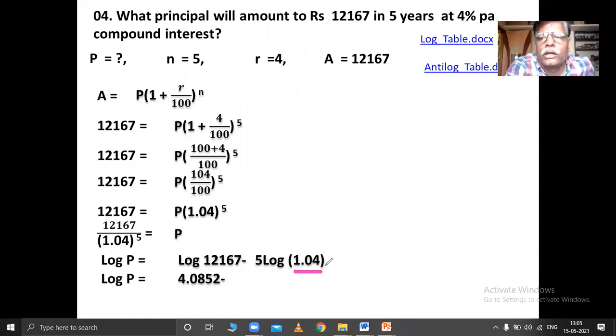You forget the decimal point and make this a 4-digit number.